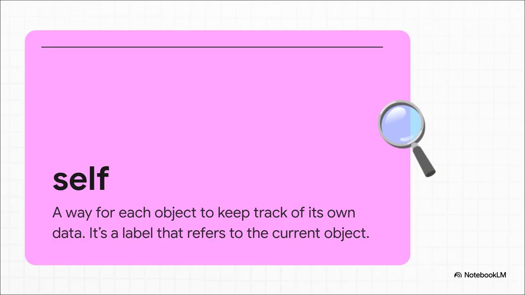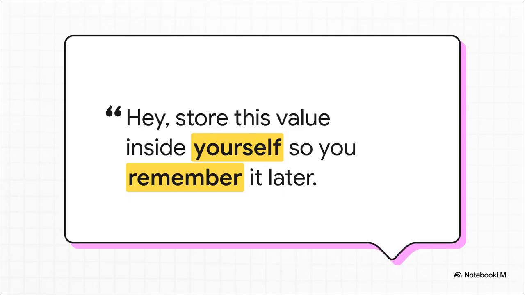Honestly, just think of self as the object's way of saying me or myself. It's a special, automatic reference that Python gives every single object. It's a direct connection that always points back to that one specific object, giving it a way to find its own personal data. Yeah, this is the perfect way to think about it. When you use self in your code, you are giving a direct order to a specific object. Writing something like self.health = 100 isn't some general idea. It's like pointing at one player and saying, hey, you, take this number, 100, and store it in your own health variable so you remember it.